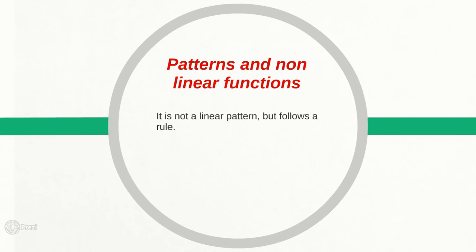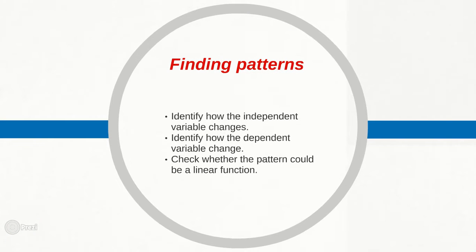But you can say that we have a pattern and a nonlinear function if we don't have a linear pattern but it follows a rule. So we can see a rule. We can say that it's a pattern but it's not a linear function. How can you find patterns? Finding patterns, you have to identify how the independent variable changes. You have to identify how the dependent variable changes, and check whether the pattern could be a linear function. Check the pattern.